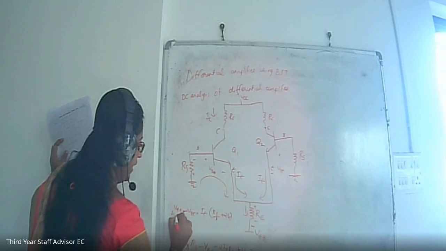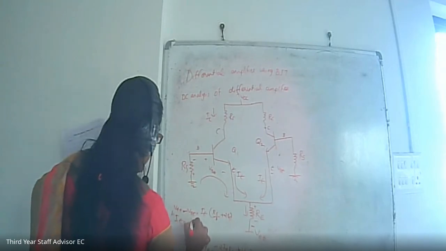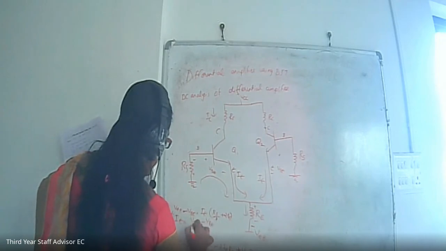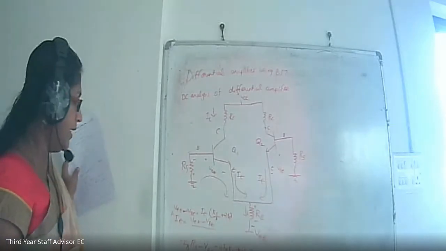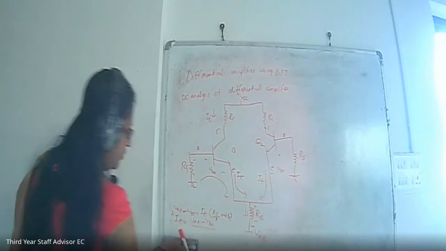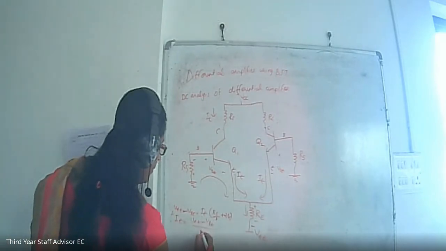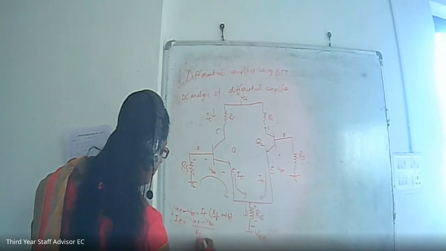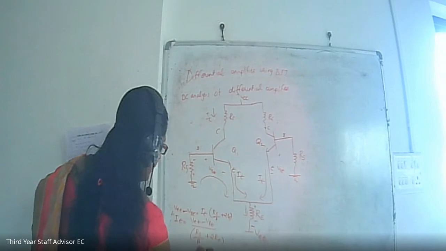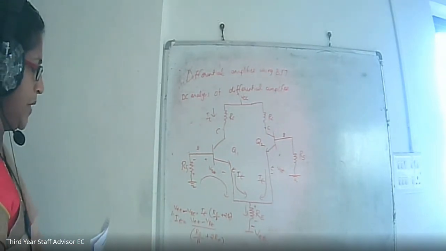So what is the equation for IE? You can rearrange the equation and cross multiply. IE equal to VEE minus VBE divided by RS by beta plus 2RE. So that is IE equal to VEE minus VBE by RS by beta plus 2RE.